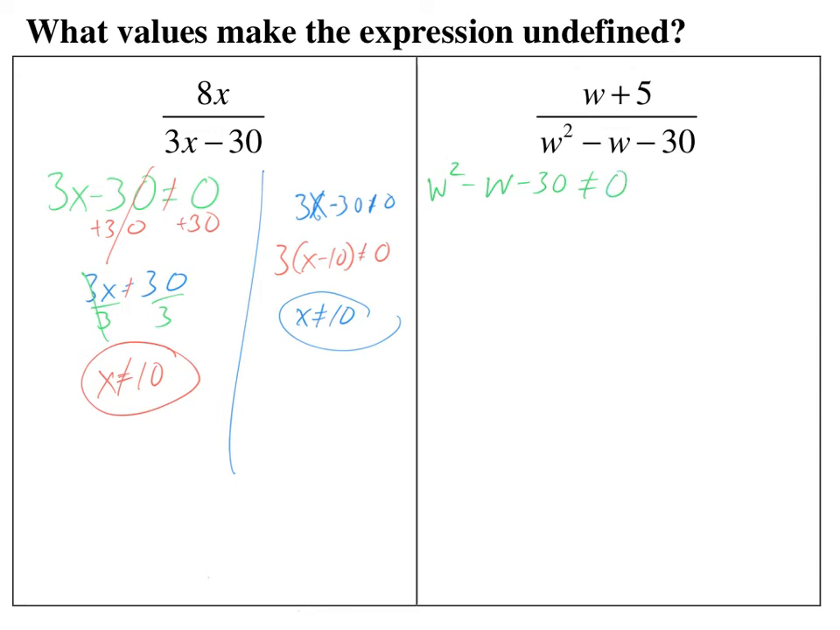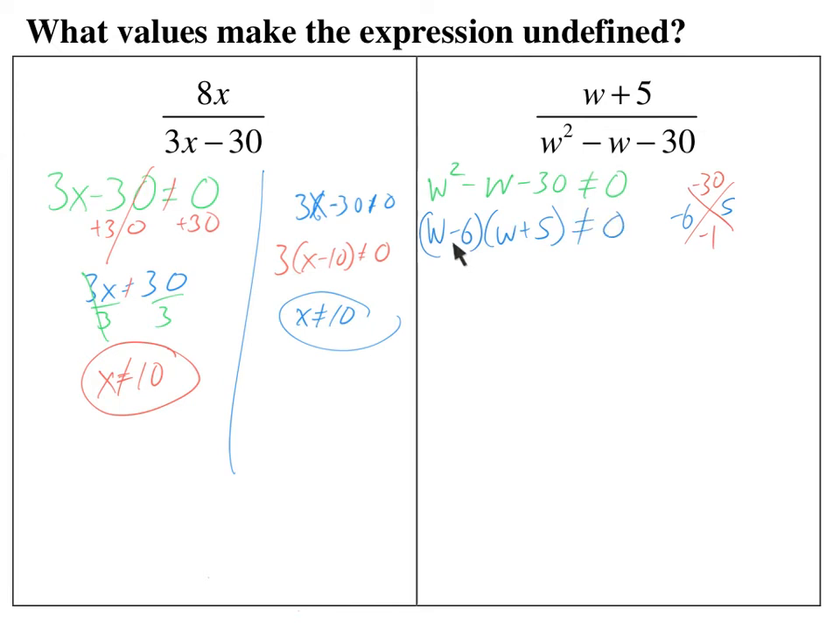Now to solve this one, you have to use factoring. This is one of the easier factoring techniques. We put negative 30 on top, negative 1 on bottom. Let me see, is that negative 6 and 5? Negative 6 and 5? Yes. So w minus 6 times w plus 5 cannot equal 0.